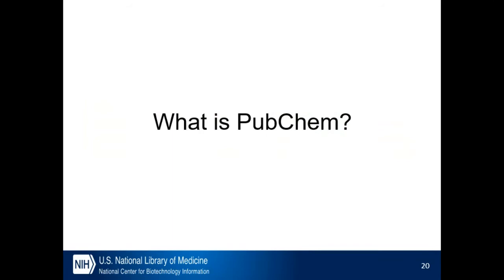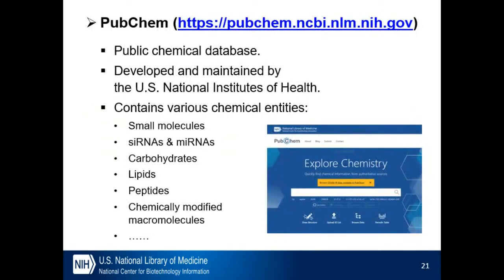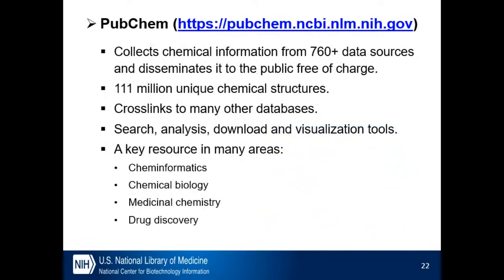Now let's talk about PubChem. PubChem is a public chemical database at NIH. It contains information primarily on small molecules, but it also contains other types of chemicals such as siRNAs, microRNAs, carbohydrates, lipids, peptides, chemically modified macromolecules, etc. Essentially, what PubChem does is to collect chemical information from hundreds of data sources and disseminate it to the public free of charge.